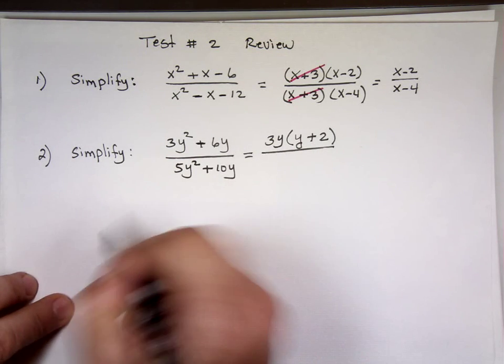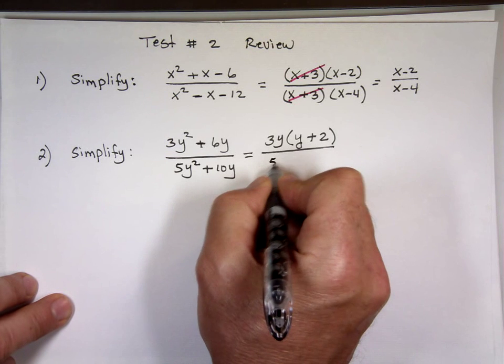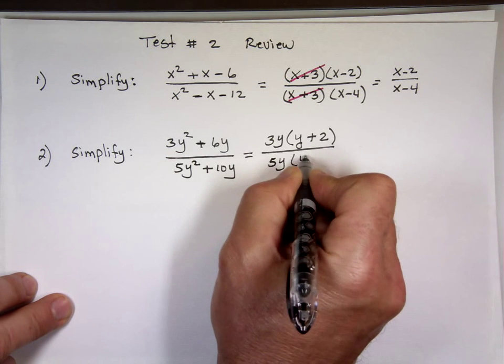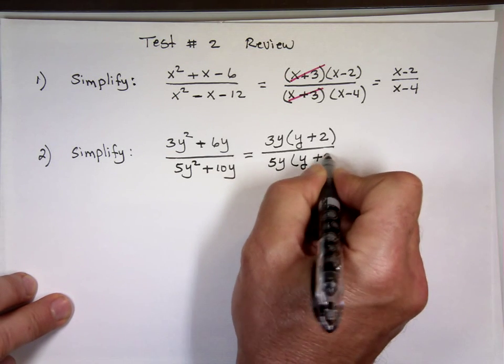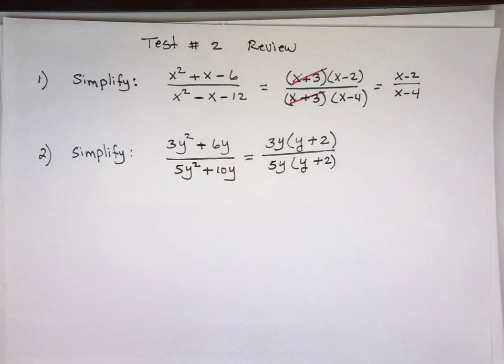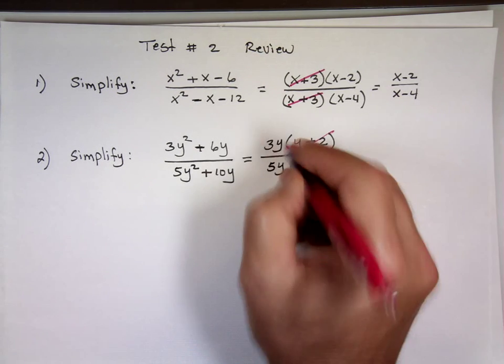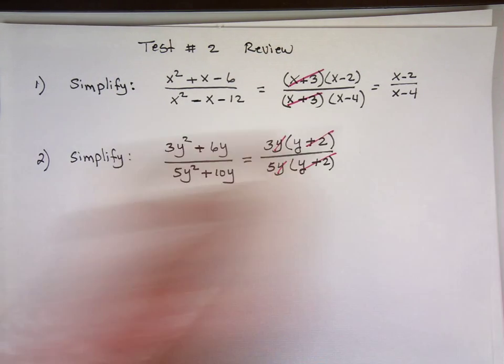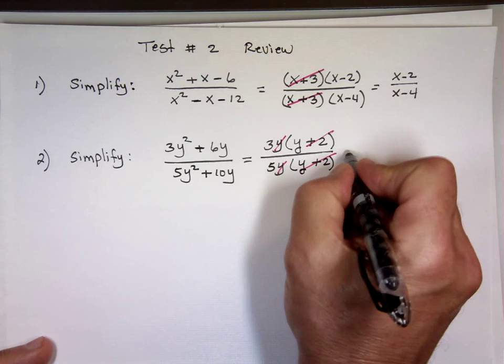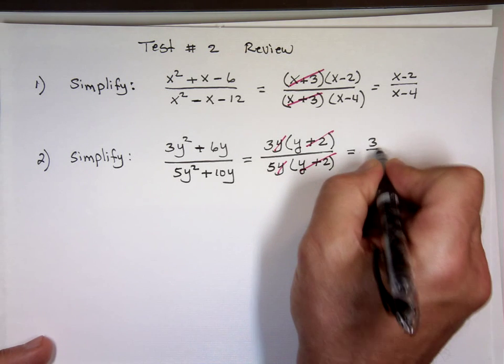This one here, I can take 5y out. What's left is y plus 2. Notice the y plus 2 cancels the y plus 2. The y cancels the y. It's the same thing on the top and the bottom. And what is left is 3 over 5.